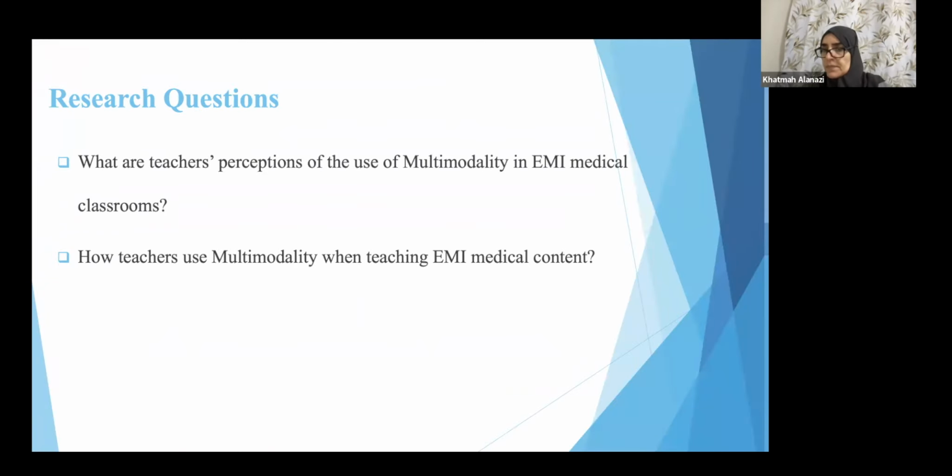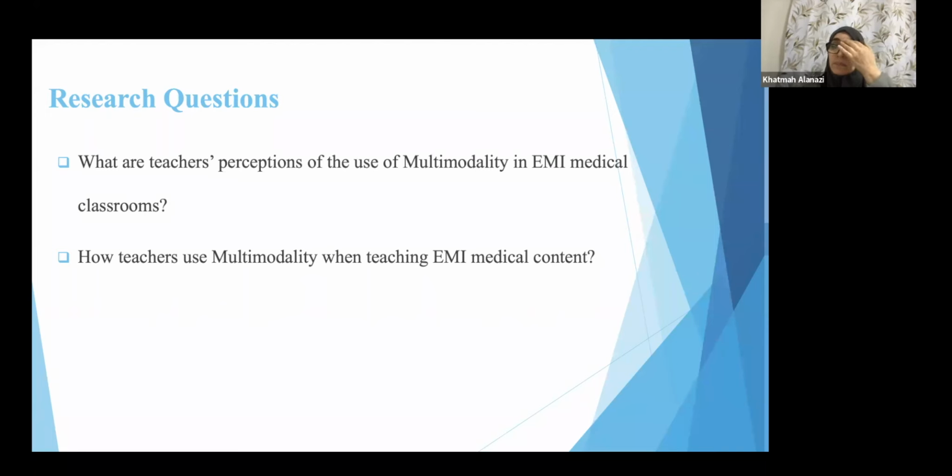Yet, little attention was given to how teachers use multimodality to facilitate the teaching and learning of content in medical context. Thus, this study aims to explore the use of multimodality in EMI medical classrooms. It specifically focuses on how teachers perceive multimodality and how they use it when teaching medical subjects in 4 EMI medical schools in Saudi Arabia.